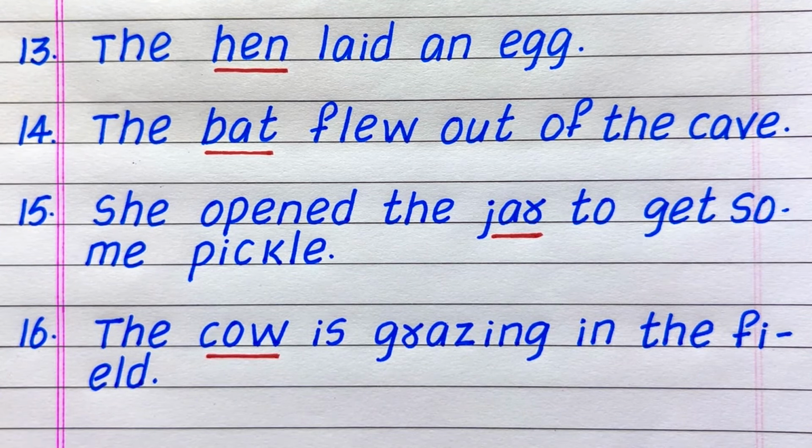Thirteenth sentence with a three-letter word is, the hen laid an egg. 14th, the bat flew out of the cave. 15th, she opened the jar to get some pickle. 16th, the cow is grazing in the field.